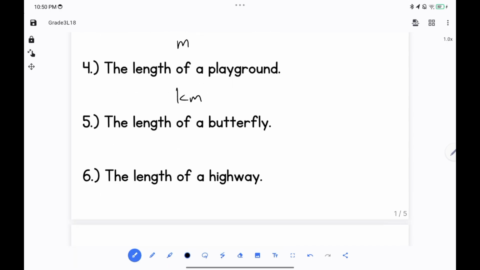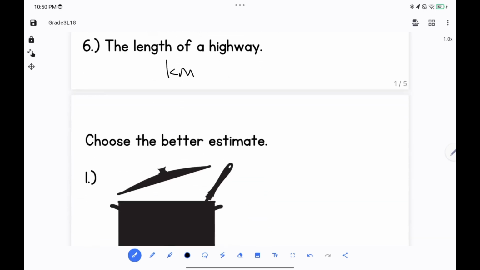The length of a butterfly, centimeters. Length of a highway, kilometers. Kilometers, massive. Blocks length, maybe.